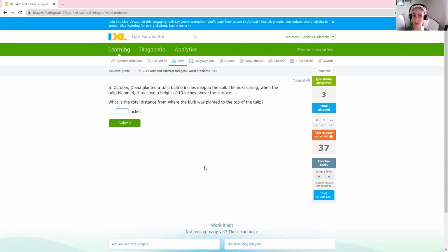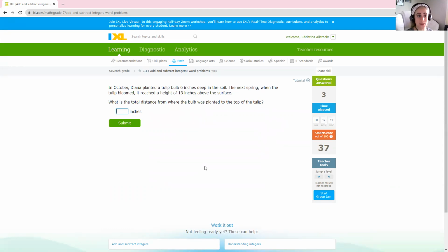All right, this one looks a little bit different. We'll make this our final problem. In October, Diana planted a tulip bulb 6 inches deep in the soil. The next spring, when the tulip bloomed, it reached a height of 13 inches above the surface. What is the total distance from where the bulb was planted to the top of the tulip?